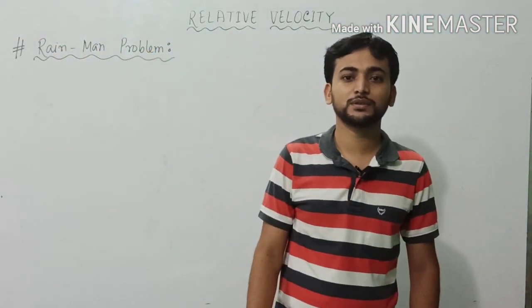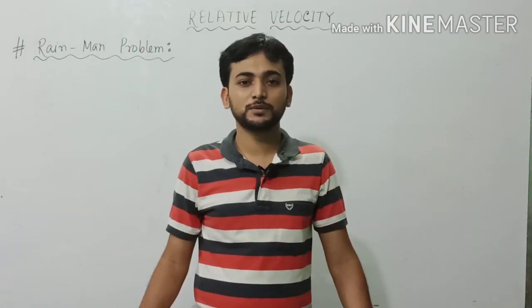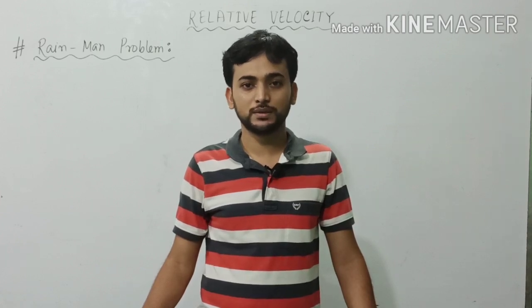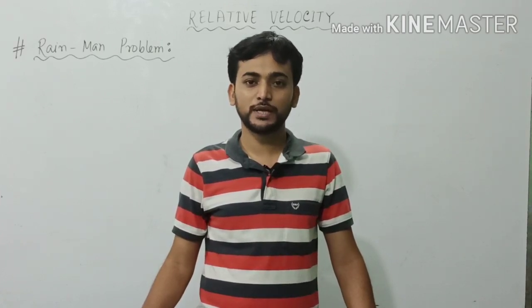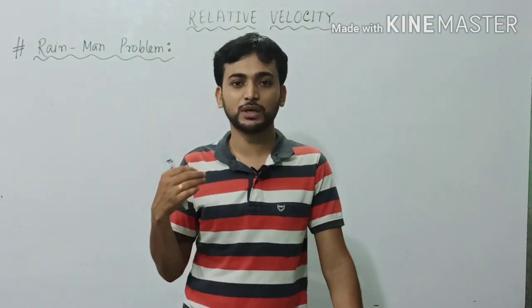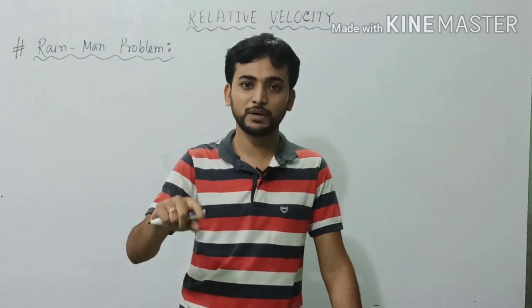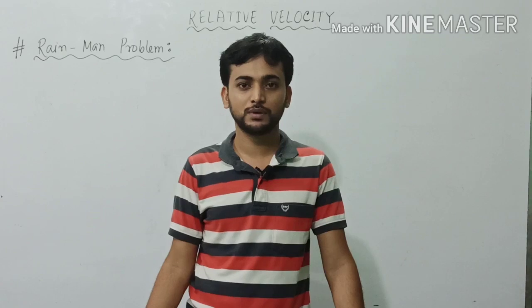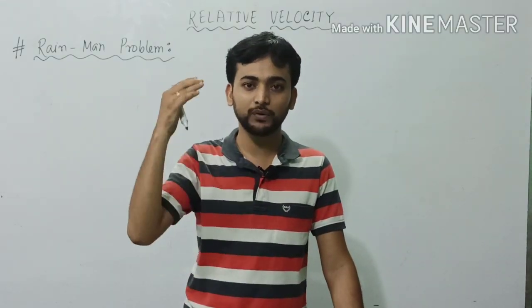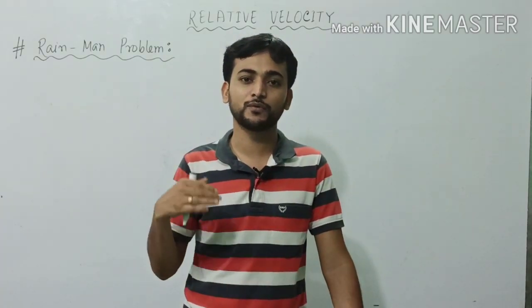We are now going to discuss the rain-man problem using the concept of relative velocity. It has been observed that at the time of rain, when there is no wind, the person should stand with his umbrella normally. But when the same person starts moving with a considerable velocity, comparable to the velocity of the rain, then the person should hold his umbrella at a certain angle with respect to vertical in the direction of his motion in order to protect himself from rain.